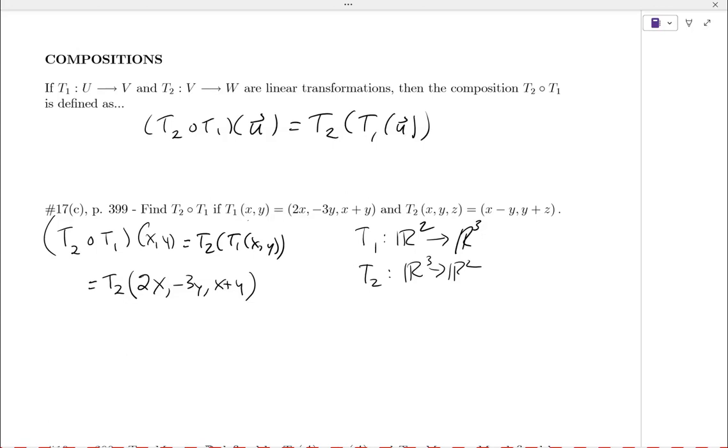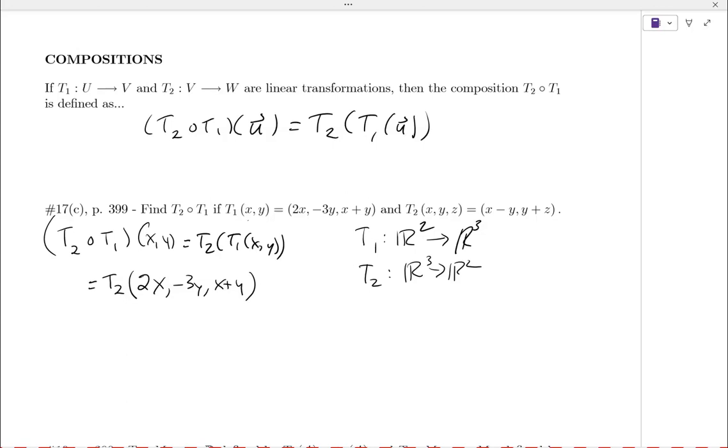The output for T1 of (x, y) now becomes our input for T2. Our output for T1 is the vector (2x, negative 3y, x plus y). So now when we do our composition, just like what you do for other functions, it just looks a little bit nastier because we've got multiple components, but the concept is the same. This goes in wherever you see the x, this goes in wherever you see the y, this goes in wherever you see the z. Right? Okay.